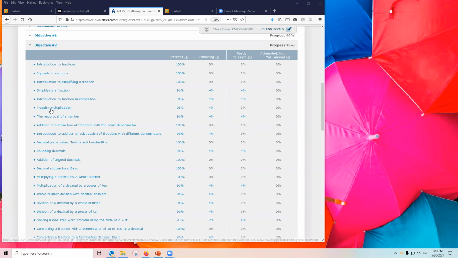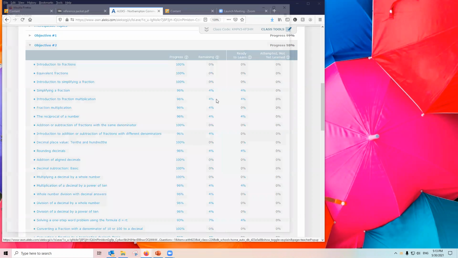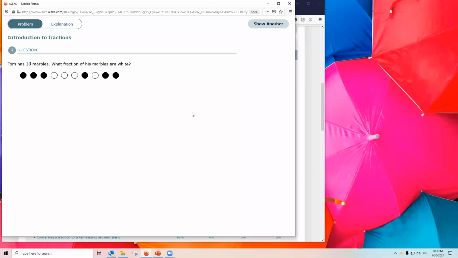You'll notice in this Objective 2, the idea of working with fractions is discussed. So things like simplifying a fraction, multiplying fractions, reciprocals, adding, subtracting fractions. So let's do a bunch of examples. Let me come here to Introduction to Fractions just to get started.